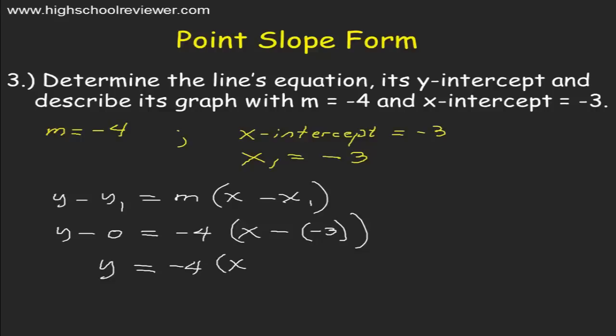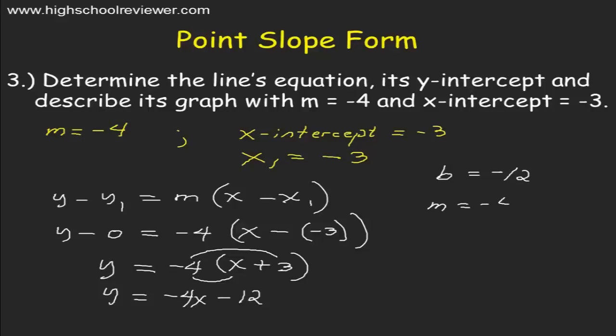So negative times negative will be positive 3. So y is equal to negative 4 times x, that is negative 4x. And negative 4 times positive 3, that is negative 12. So we now have our b here, or the y-intercept. Our b here is negative 12, our intercept. And our slope is negative 4.